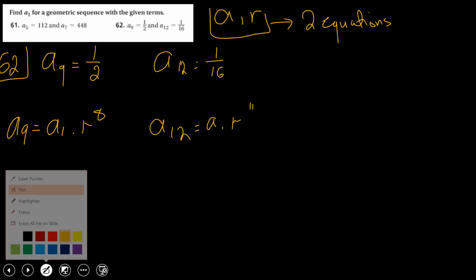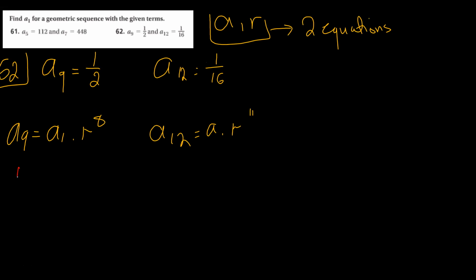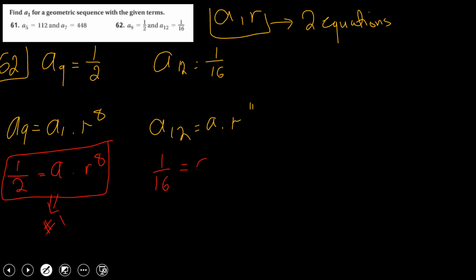Now, a sub 9, we say that it is 1 over 2, equal to a times r raised to the power 8. This is my first equation, and we'll name it equation number 1. And here now, a sub 12 is 1 over 16, equal to a times r raised to the power 11. And we will name it now equation number 2.